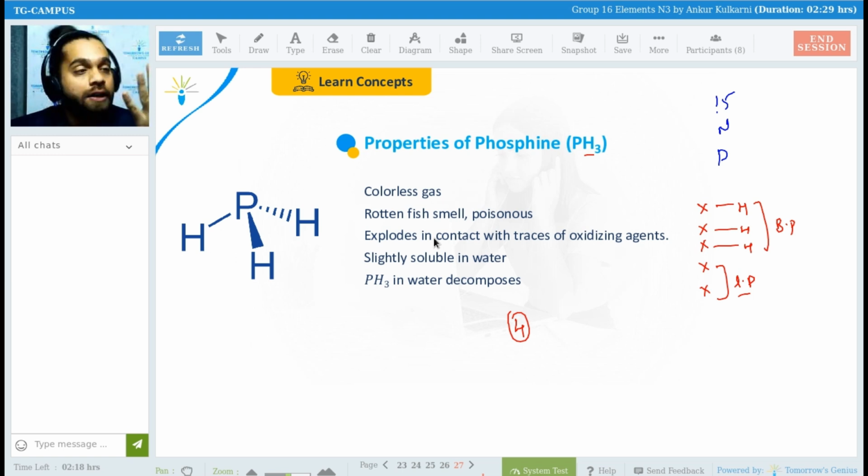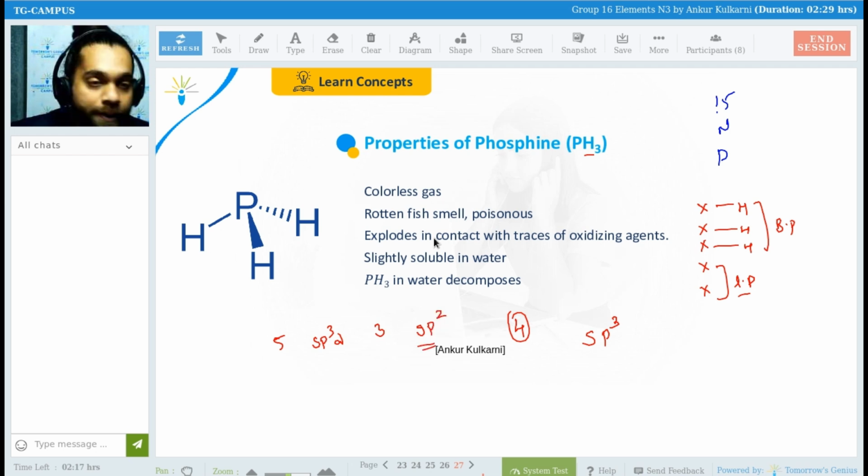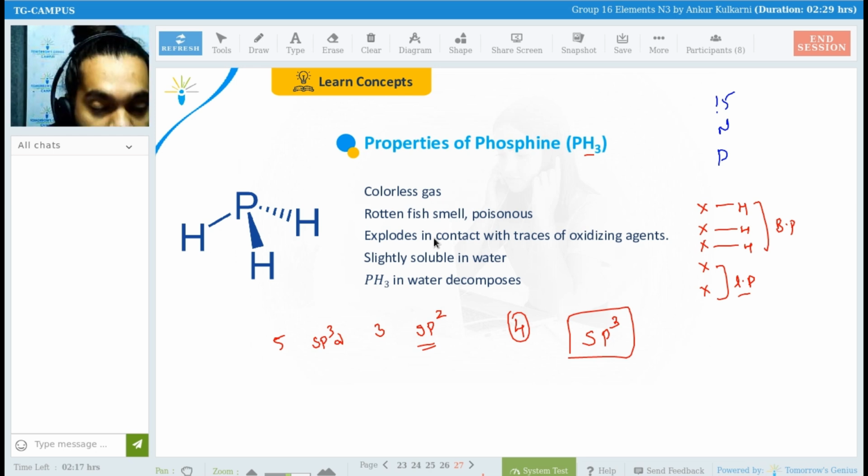So we have 4. You have to go like S, maximum we can have 1 S. Then we have P, so 2 is SP, 3 is SP2, and 4 is SP3. If it was 5, it could have been SP3D. If it was 3, it would have been SP2. It is basically the number of hybrid orbitals, nothing else. So SP3 hybridization. Is it clear, everyone?